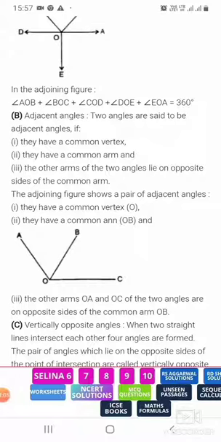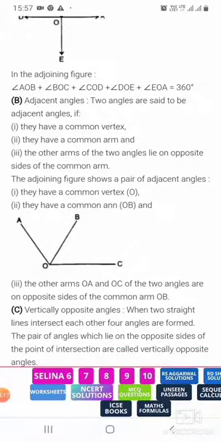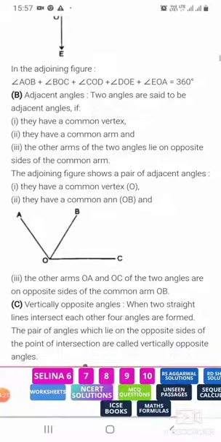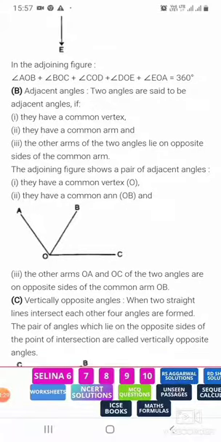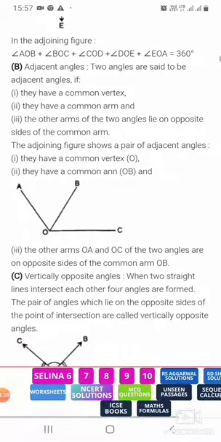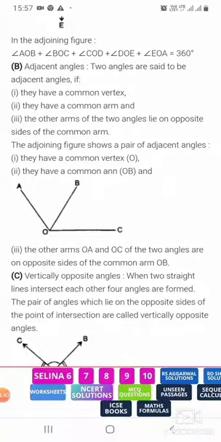We call them adjacent angles because O is a common vertex and OB is a common arm. So in such a case these two are called adjacent angles. When we want to call angles adjacent, they must possess these properties. First of all, they must have a common vertex and a common arm, and the other arms of the two angles lie in opposite directions. Let us say here angle AOB, where the OA arm is exactly in the opposite direction to the OC arm. That's why angle AOB and angle BOC are adjacent angles.